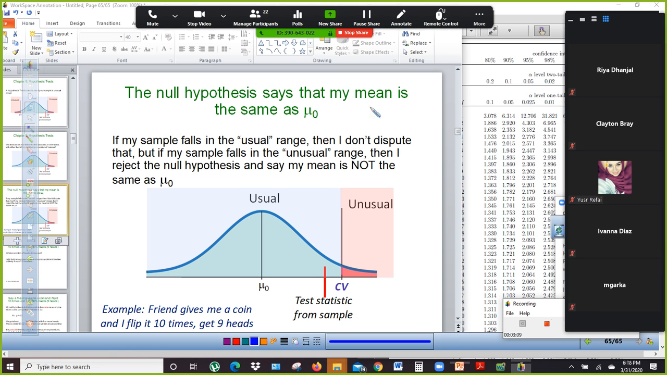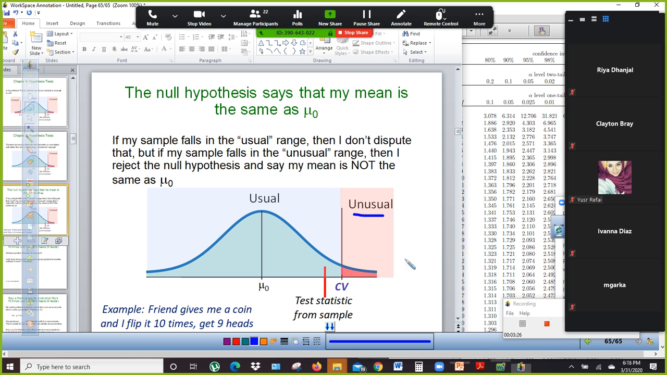So again, if my sample falls in the usual range, then I have to accept that maybe mine is the same as the rest of the world. But if I get something unusual, something way out over here, then I have to say, look, my mean is not the same as everybody else's mean.